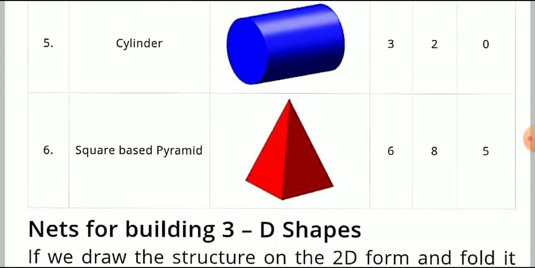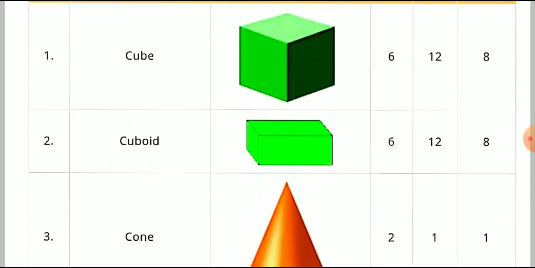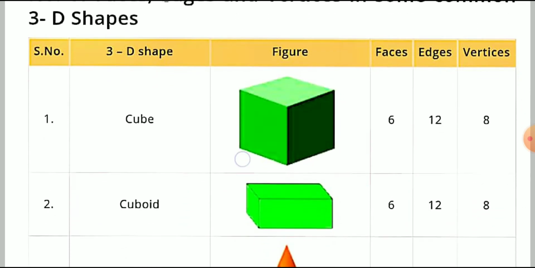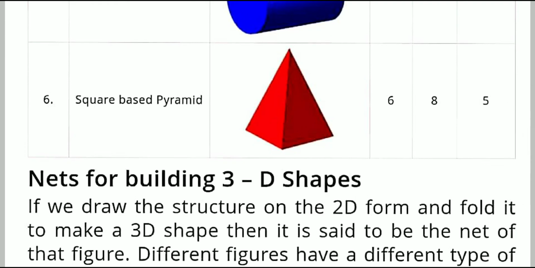Square pyramid. How many? This is square base pyramid, also known as square pyramid. How many faces are there? See, 1, 2, 3, 4. Okay, and the third one is 5. In square pyramid you will get only 5 faces. Okay, how many faces you will get? 5. Here it is not 6, it is 5.